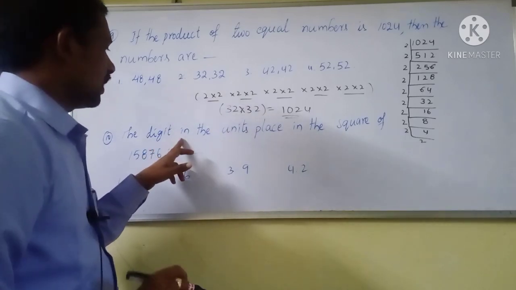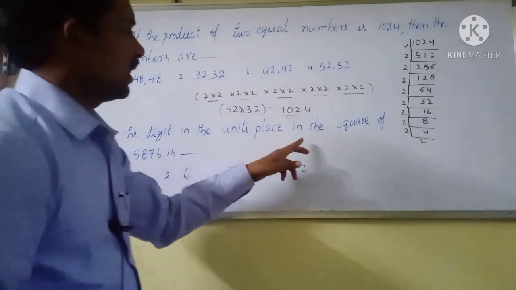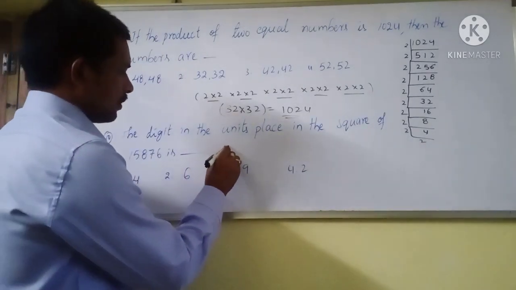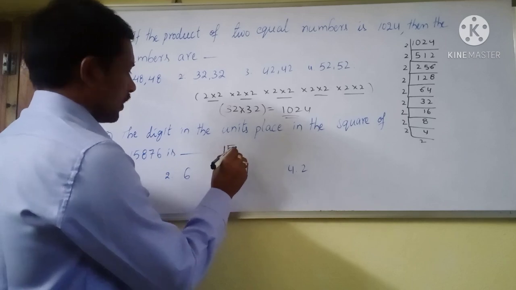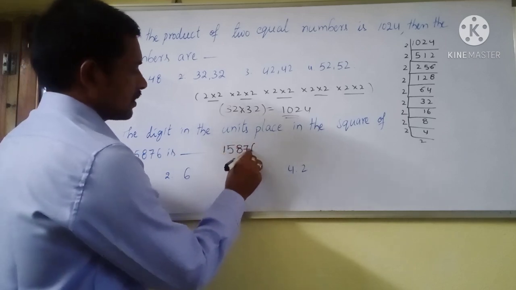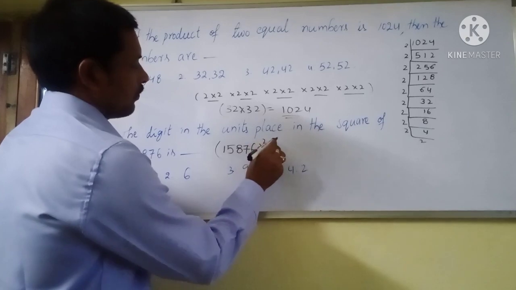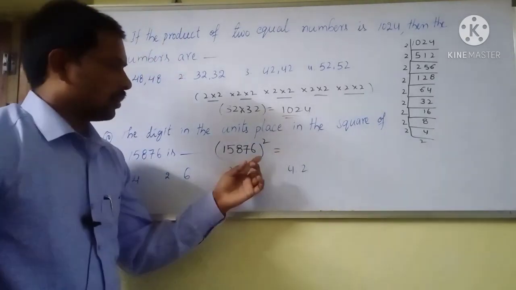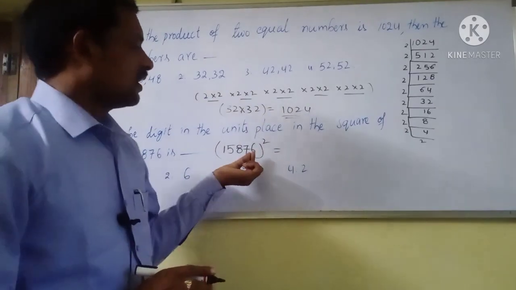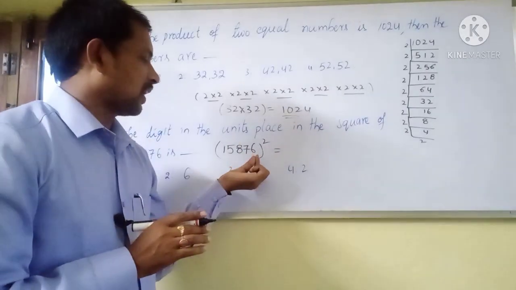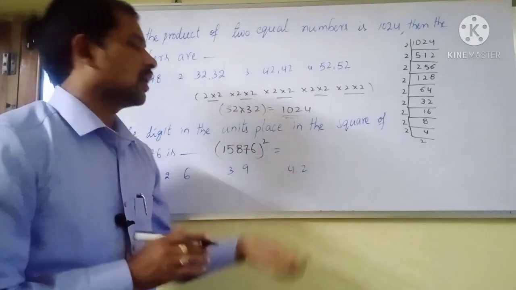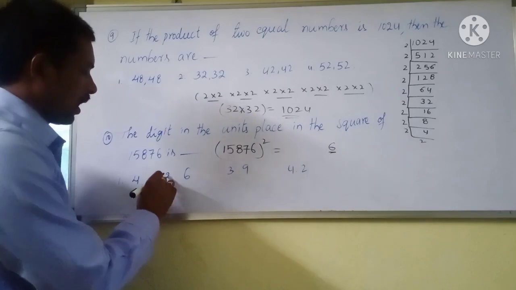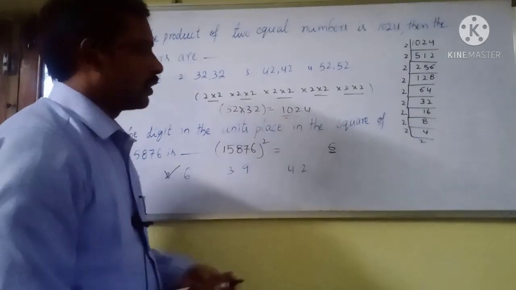Now the next problem: the digit in the units place in the square of 15,876 square. So you know that if the units digit of the number is such that its square ends with 6, then the answer is option number 2.